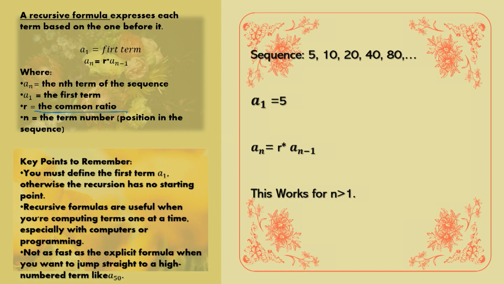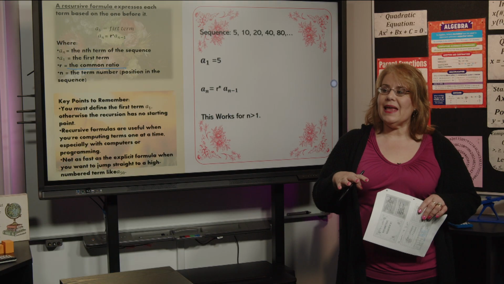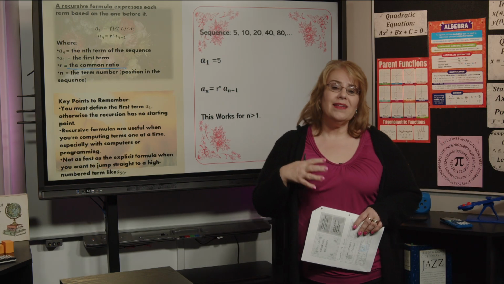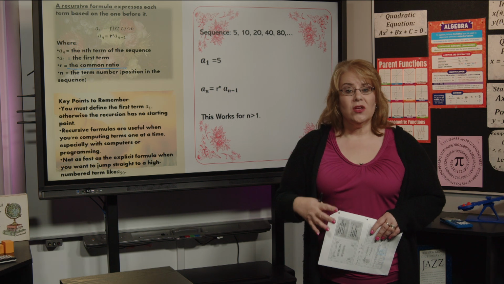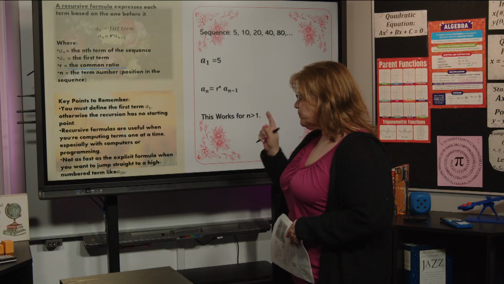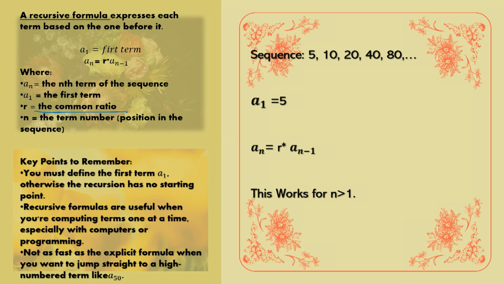Some key points we need to remember. You must define the first term as a sub 1, otherwise the recursive formula has no starting point. Recursive formulas are useful when you're computing terms one at a time, especially with computers and programming. Some of us may be looking at information systems or computer programming in college. Even our gaming systems involve programming. So that's something to think about. This is also not as fast as the explicit formula when you want to jump straight to a high term like a sub 50.